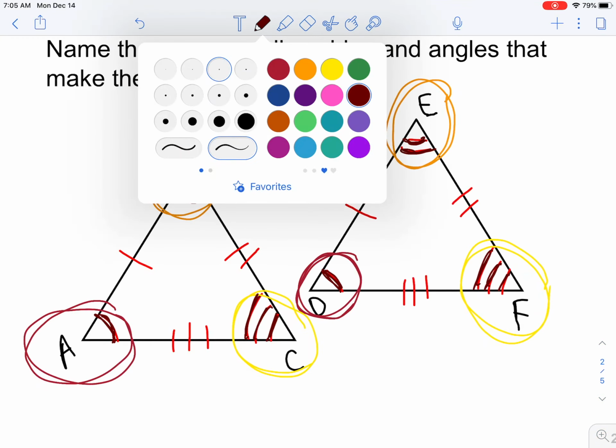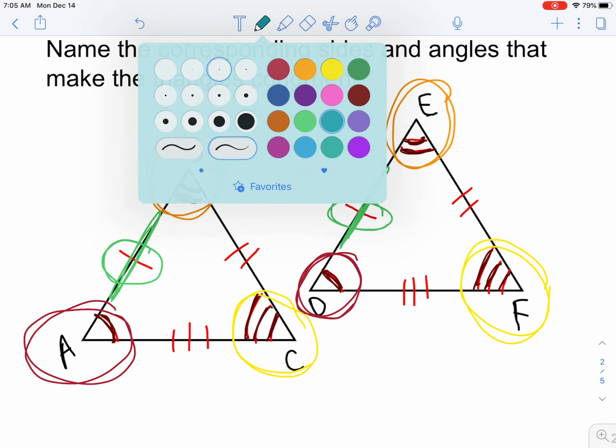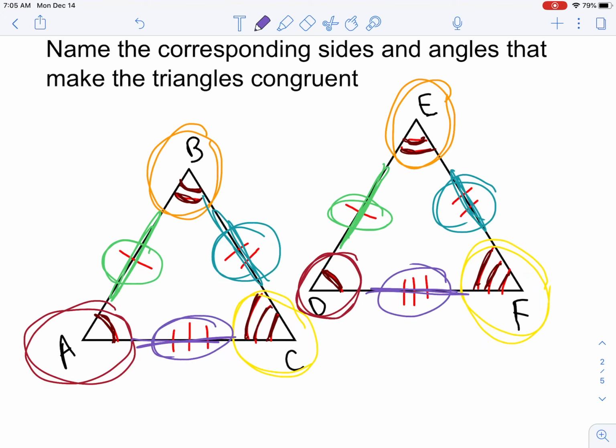So if we look at the sides, we would know that this side is going to match up to this side, partly because we can see they're in the same spot, but mostly because they both have 1 hash mark. So those match up. BC would match up with EF because they both have 2 hash marks. And AC would match up with DF because they both have 3 hash marks. So basically you're just comparing which ones have the same amount of hash marks or the same amount of arcs.